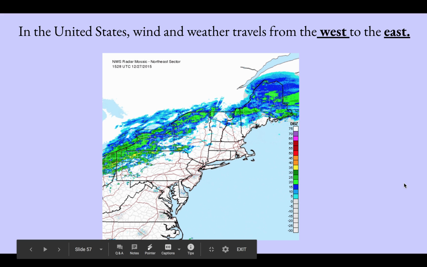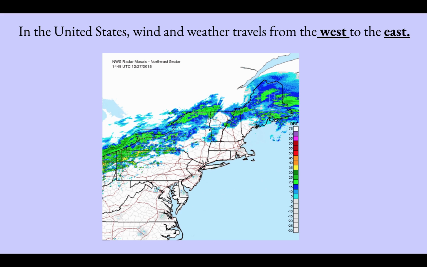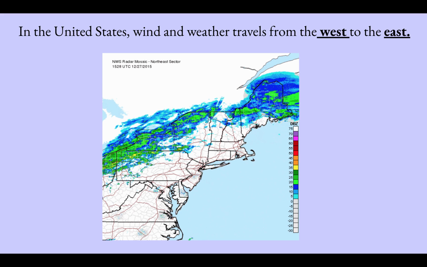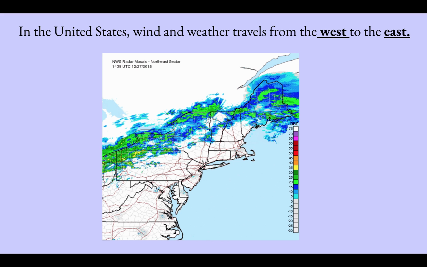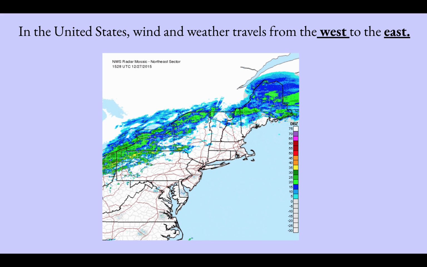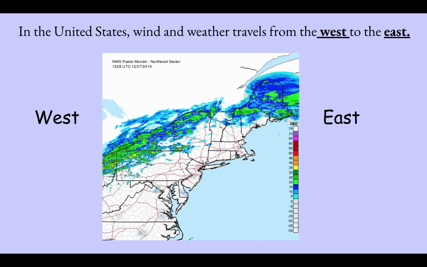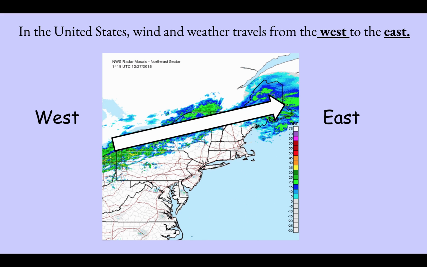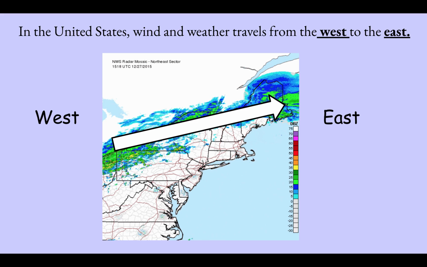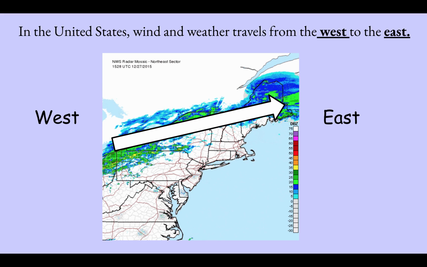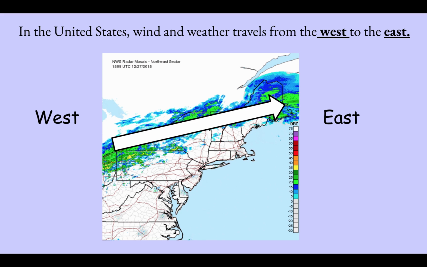And if we look at a diagram, we can see that in the United States, and thus in New York, wind and weather will travel from the west to the east. So there's the west, there's the east, and we can see that the wind is flowing from west to east, or what we call westerly winds.